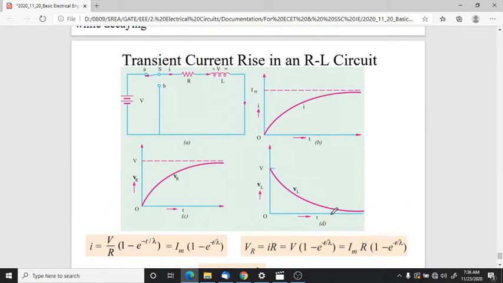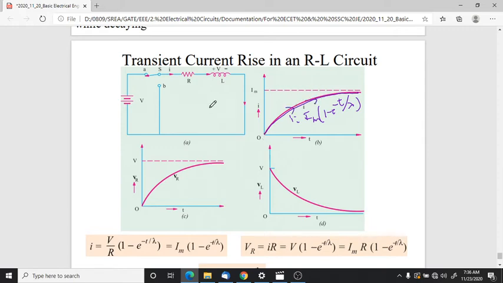Okay, now the transient curve rise in an RL circuit, you see. Whenever you connect the switch to A, the supply is connected to the RL circuit. Then what is the current through the circuit? The current through the circuit is like this. It is in rising mode. So the formula is I equals Im into 1 minus e power minus t by tau. Here tau is the time constant. This is in rising mode.